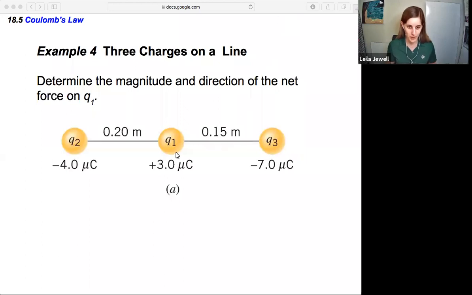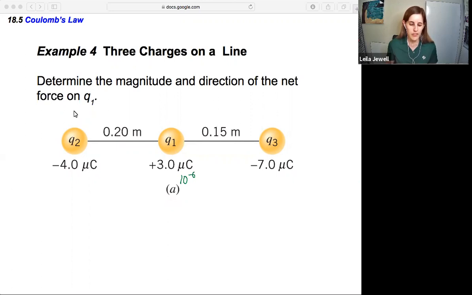So taking a look at this, we have Q1, Q2, and Q3, and their charges are written below, right? Q1 is plus 3 microcoulombs. Micro, we remember, is 10 to the minus 6, so that's something you want to keep handy. Q2 is negative 4 microcoulombs. Q3 is negative 7 microcoulombs. And we have the distances given here, right? Distance from Q2 to Q1 is 0.2 meters. From Q1 to Q3 is 0.15 meters.